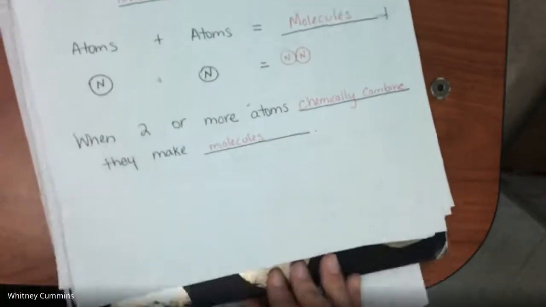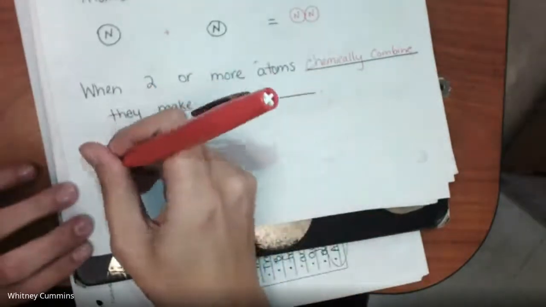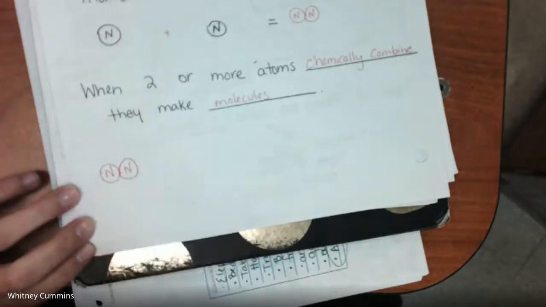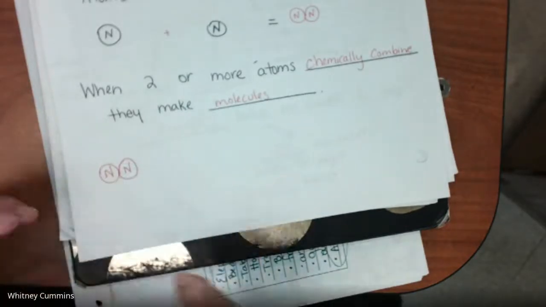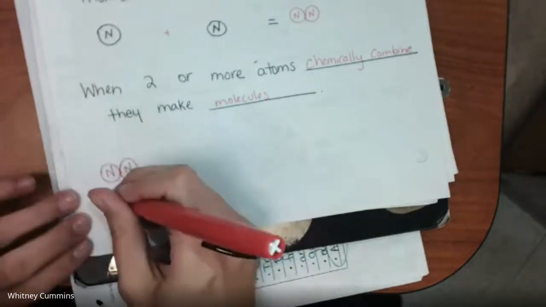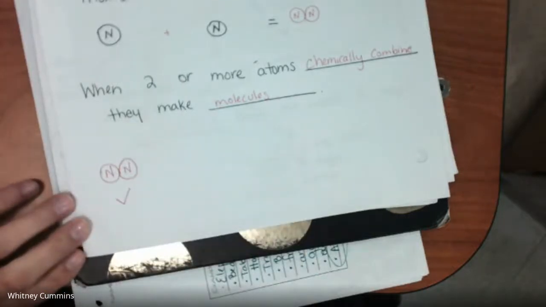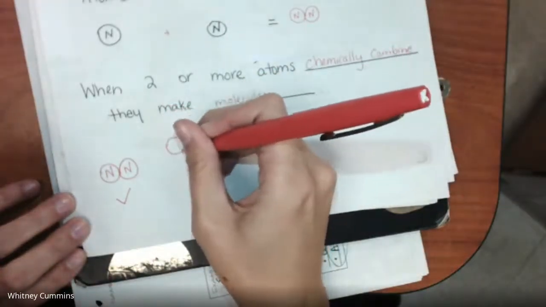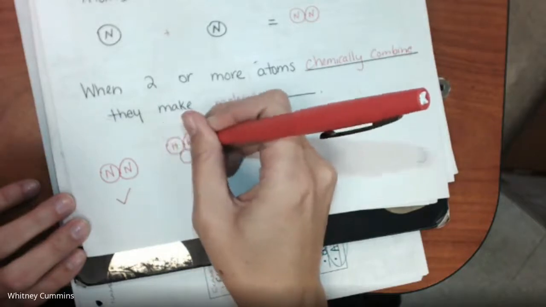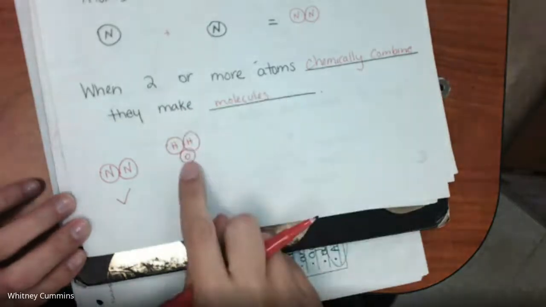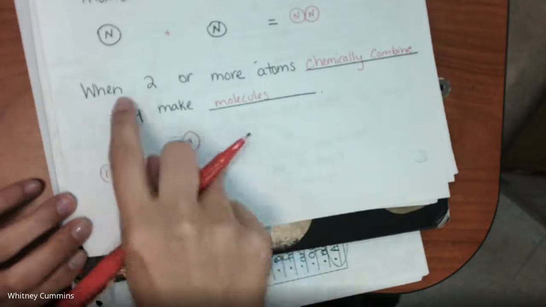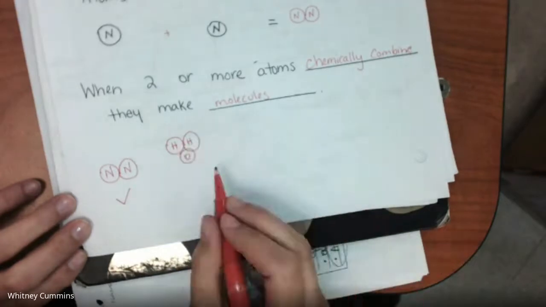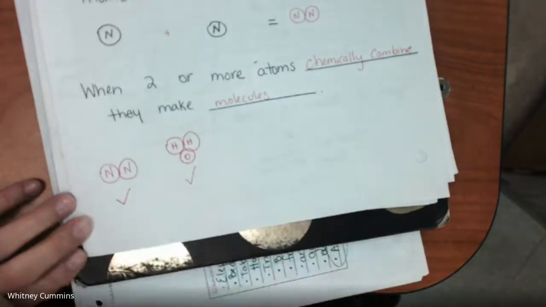Let me show you some examples of molecules. I did this one up at the top: 2 atoms that are stuck together. You see that I have them touching, which means they're chemically combined. This is a molecule. Water, which we know is H2O, is another. Now this time we have more than 2, but it says 2 or more atoms. So this is more than 2 atoms, chemically combined. I'm showing that they're stuck together. This is a molecule.